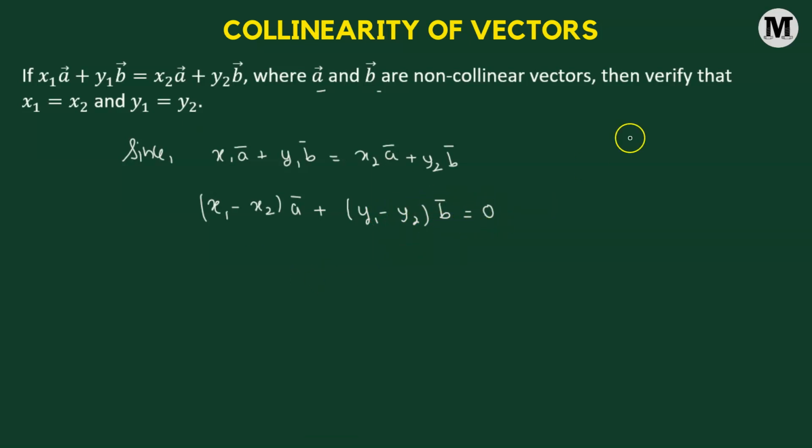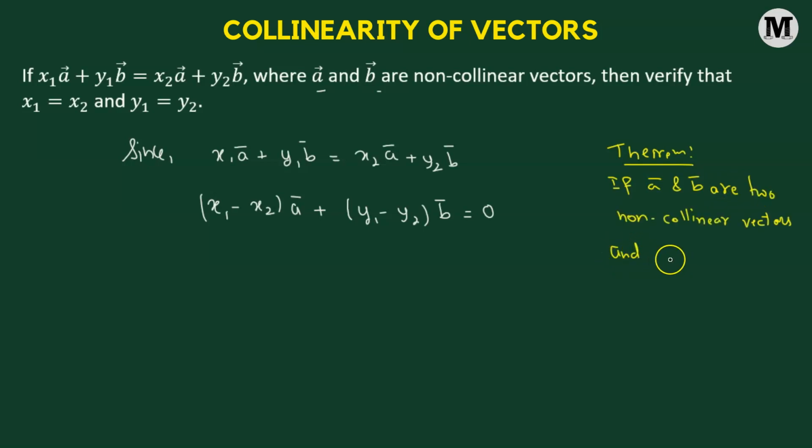Now what does this mean? Here we're going to take the help of a theorem which we have already discussed. The theorem states that if vector a and vector b are two non-collinear vectors, and it is given that for some scalars x and y, x times vector a plus y times vector b equals the null vector 0, then this simply means that x must equal 0 and y must equal 0.